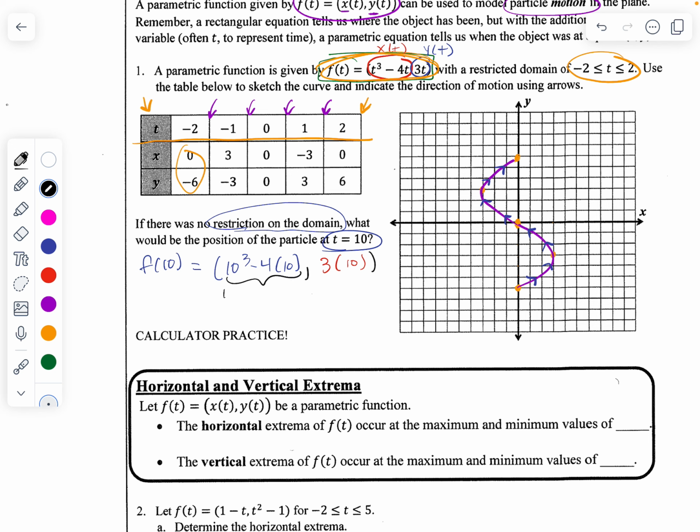I know 10 cubed is 1,000 minus 40. 1,000 minus 40 is 960, so 960, comma 3 times 10 is just 30. And this is our location if the particle was at t equals 10.